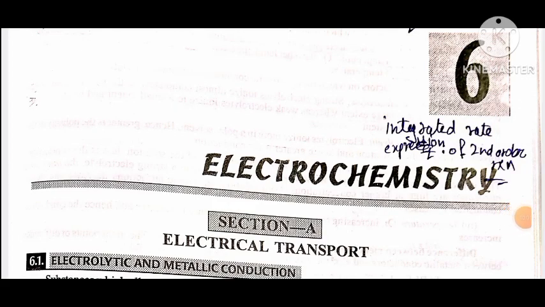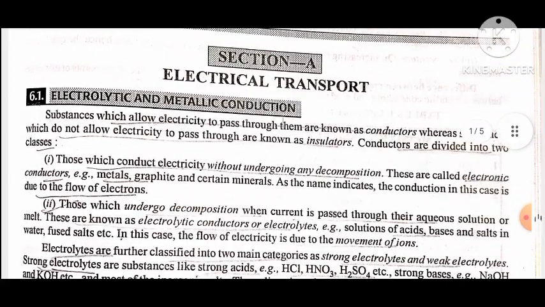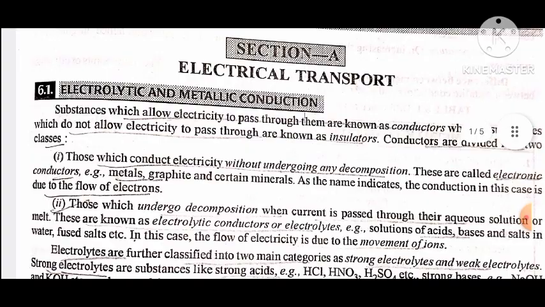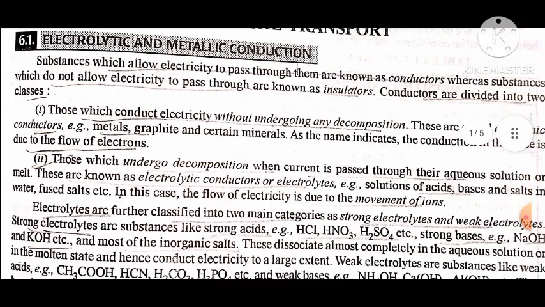Starting with our chapter Electrochemistry of Physical Chemistry, second semester. First, we will study section A, that is electrical transport. So, what is electrical transport? First of all, we'll study with this topic, and in this topic, we'll study electrolytic and metallic conduction.